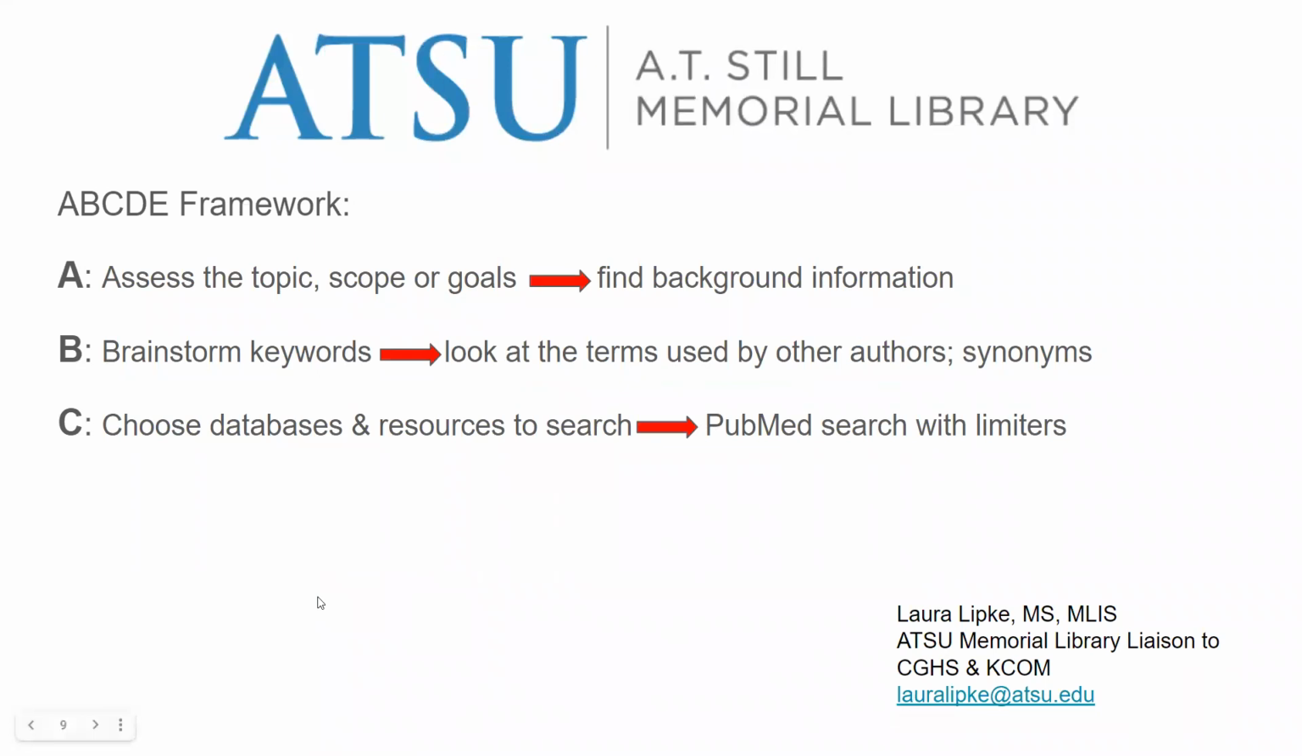So let's go over what we've talked about so far. We're discussing the first 3 steps of the ABCDE framework. We're going to assess our topic scope and goals, or essentially find out what is everyone talking about in regards to our topic. We're finding background research. What have others done before? What are they proposing should be done in the future? Where are the gaps? What has not been addressed in the research? Sometimes not finding things means that you found your gap. And a great place to find this background information is on the library homepage and using the Still One search bar.